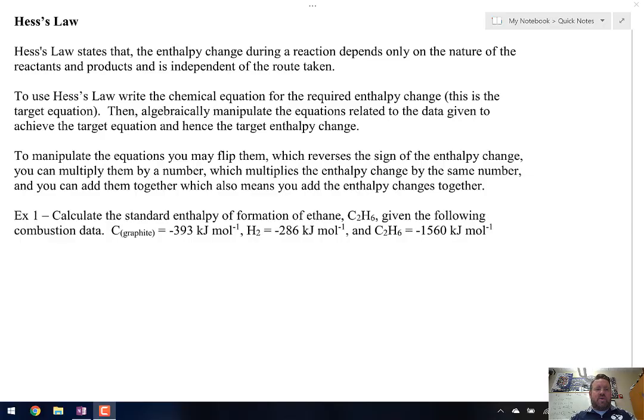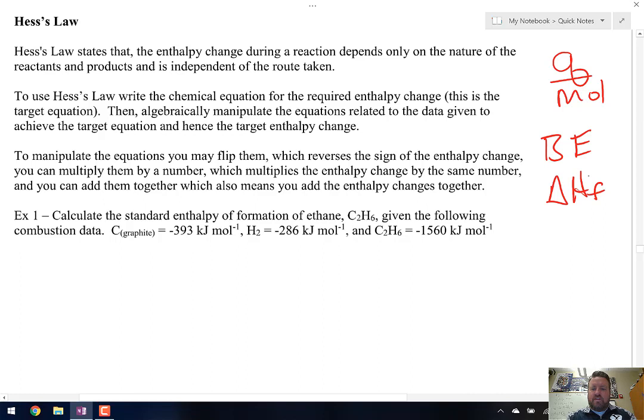Today's lesson deals with Hess's law. Now we've learned previously that there's three different ways you can calculate the enthalpy change for a reaction. You can take the Q value divided by the moles, you can use bond energies, and now we've learned you can use enthalpies of formation. Our fourth way of calculating the enthalpy change is to use Hess's law.